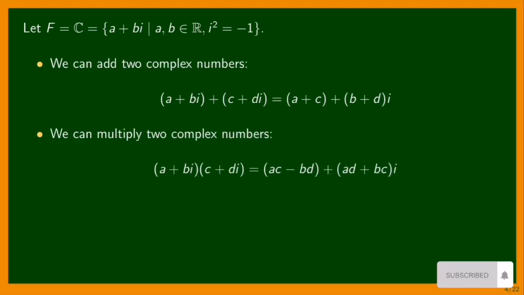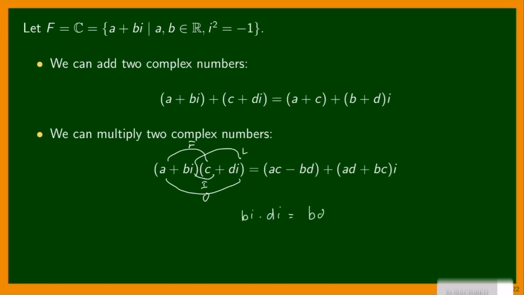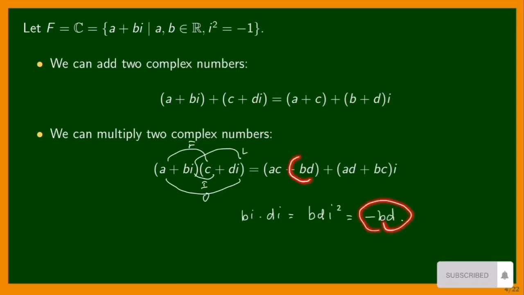This multiplication comes out of the so-called FOIL method. You multiply the first terms, the outer terms, the inner terms, and the last terms. Now take note that the last terms, bi times di, give us bd i squared. Because i squared is -1, this is equal to -bd. And this term corresponds to the term over here, right?